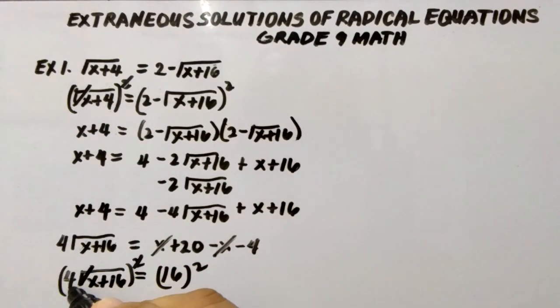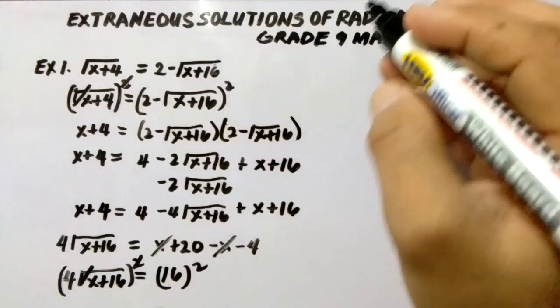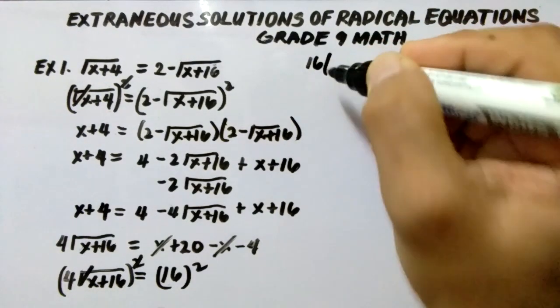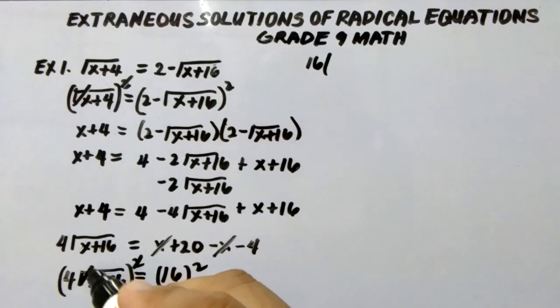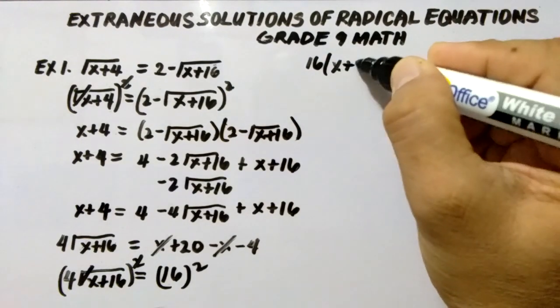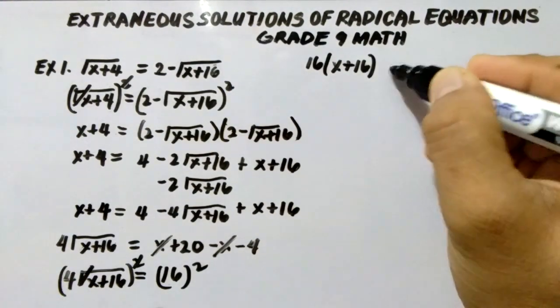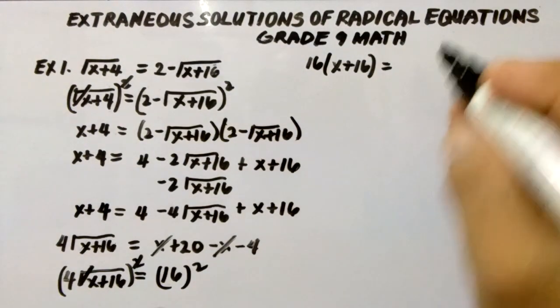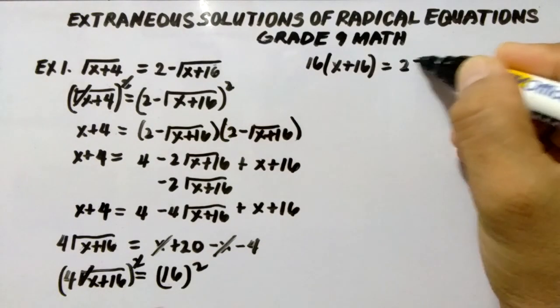So, ito pong 4, imumultiply natin ng 2 beses. Kasi po, in-squared po natin. Okay, so i-continue po natin dito. So, we have 4 times 4, that is 16. Times the quantity. So, matitira po dito dahil na-cancel na yung square root, x plus 16. Then, equals, okay, so 16 squared. So, ibig sabihin, 16 times 16. That is 256.